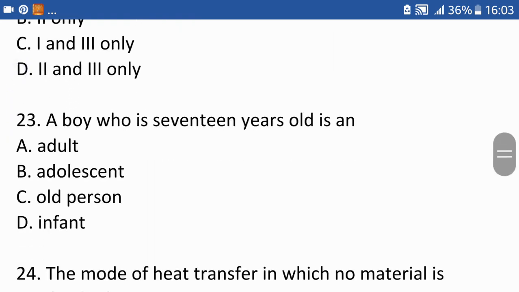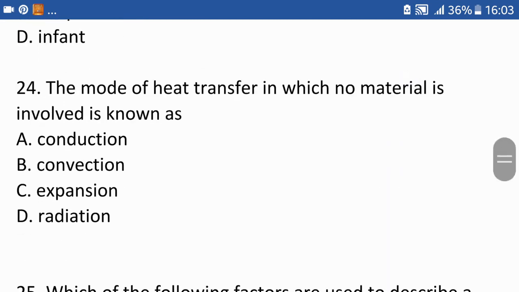23. A boy who is 17 years old is an. 24. The mode of heat transfer in which no material is involved is known as.